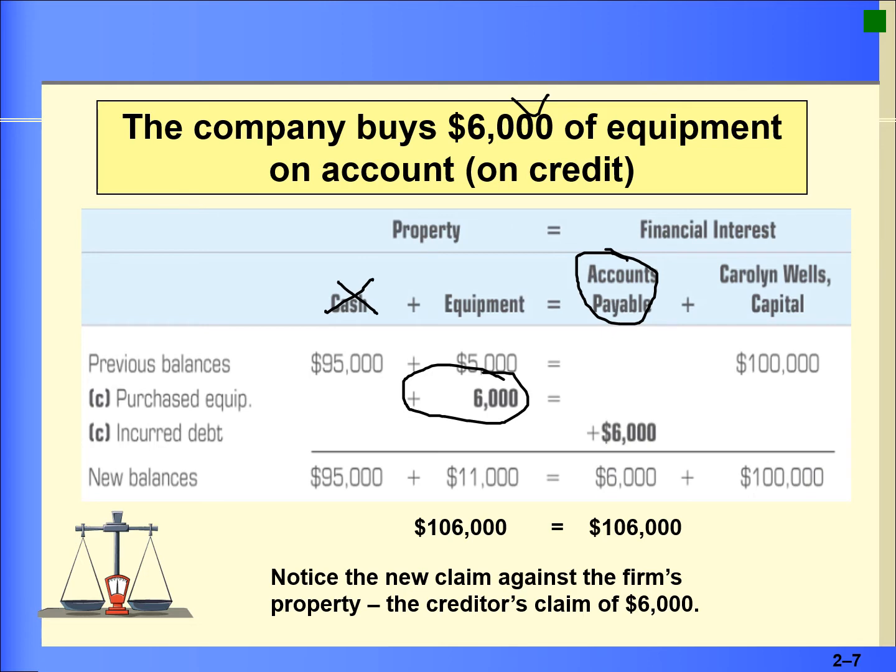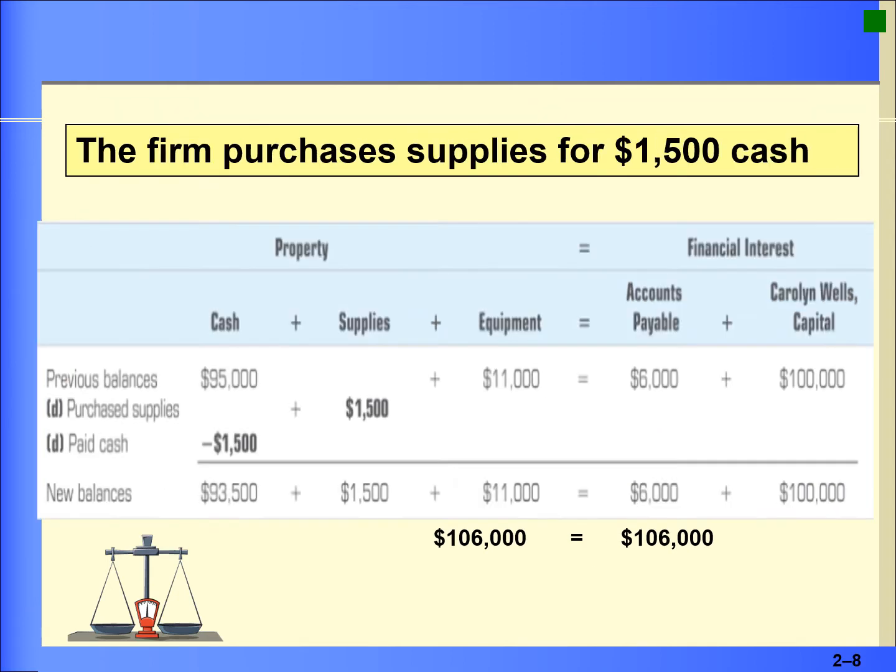If you add up your columns, you've got 95,000 cash, 11,000 equipment. On the left side, that's 106,000. You've got 6,000 of debt, which is what you owe, plus that $100,000 that you started the company with is still sitting there. So that makes 106,000 on the right side and 106,000 on the left side. And guess what? You are in balance.